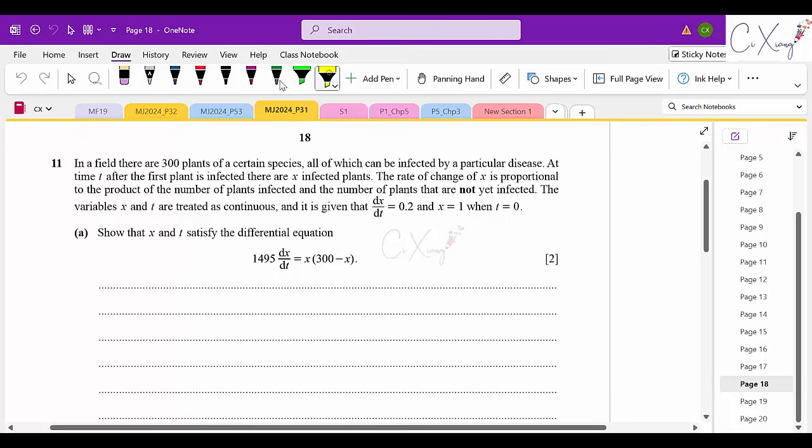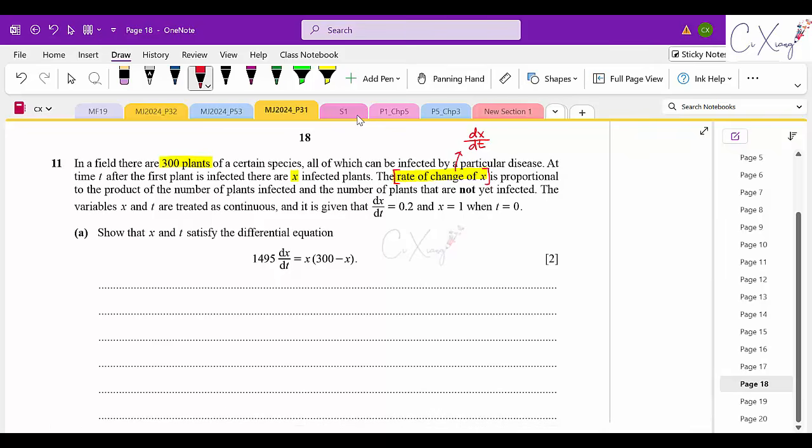Okay, so we are given a field, right? In the field, there are 300 plants of a certain species. And then the first plant is infected, there are x infected plants. So the rate of change, highlight the keyword rate of change of x. This particular phrase tells us that we have dx/dt, because it is the rate of change of x. So the rate of change over time is proportional to the product of the number of plants infected.